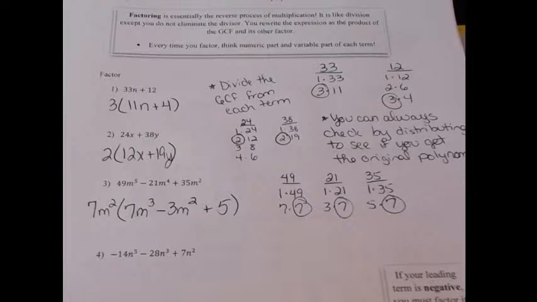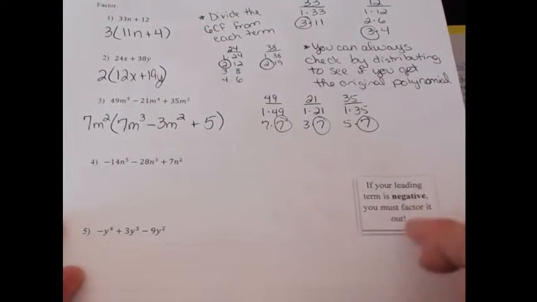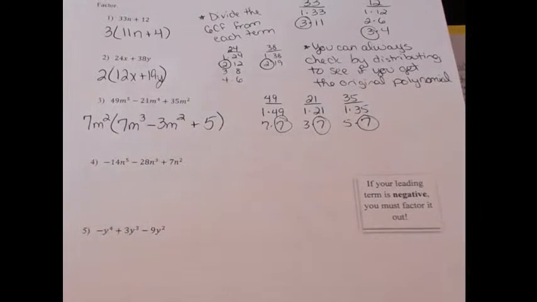Good. Now, number 4 is actually a little bit different. I want you to notice what I've written in this box here. If your leading term is negative, you must factor it out. When you think leading term, think of the term that's in the very front, right? Your very first term, your leading term. It's also the term of the highest degree.